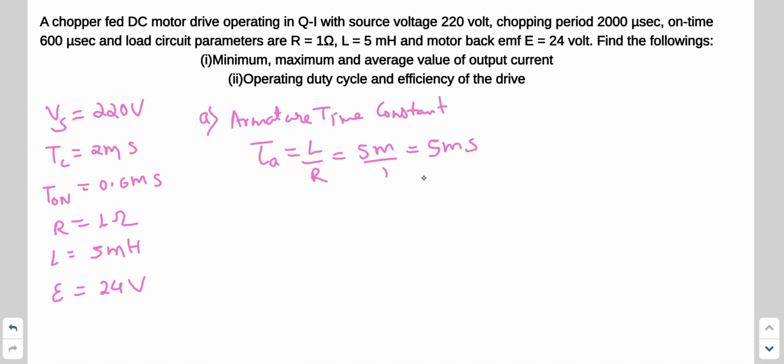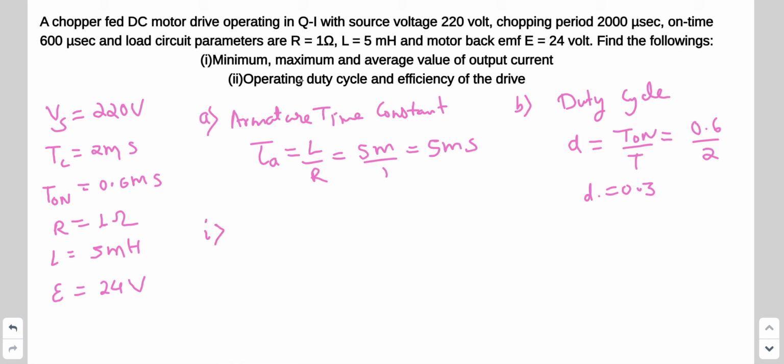Now we can calculate the duty cycle. So B part is duty cycle. D is equal to T on time divided by T. So it will be 0.6 divided by 2, it will be 0.3. Now we will move to the first part, which is the maximum, minimum and average value of output current.